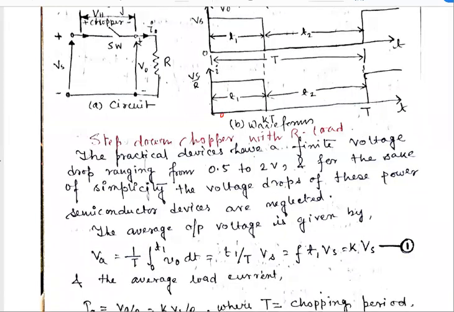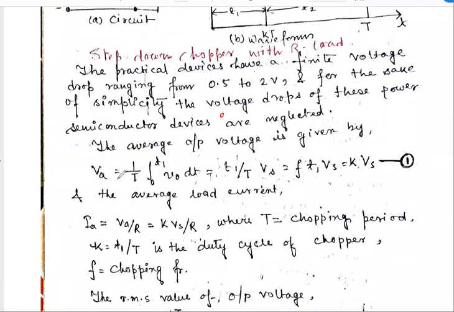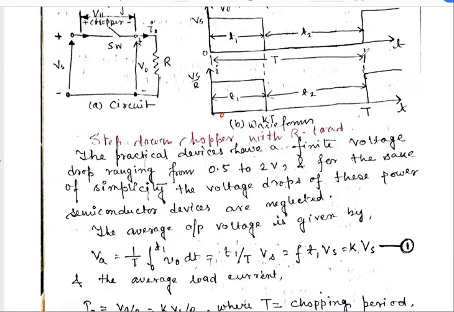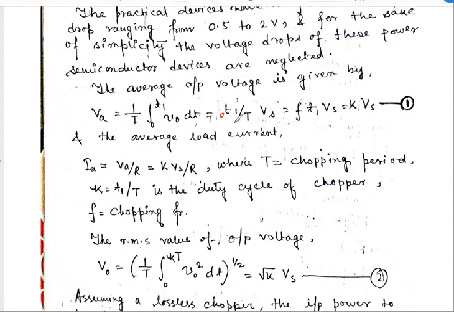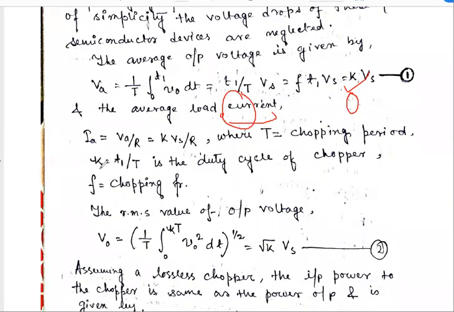So now we have to calculate the average output voltage. This is Va equals 1 by T integration 0 to T1, actually 0 to the total capital T, but from this position to this position the value of V naught is 0. That's why we integrate over 0 to small t1 or t on, V naught dt. From here we get T1 by capital T times Vs. This T1 by capital T is also represented by K, and this K is known as the duty cycle. In case of a chopper, the duty cycle is a very important term.